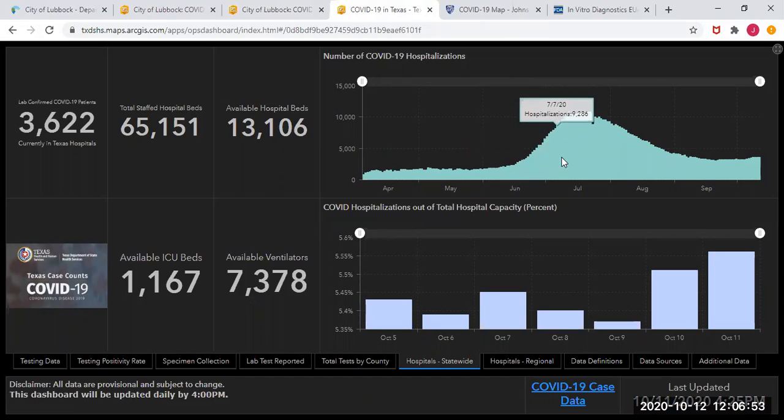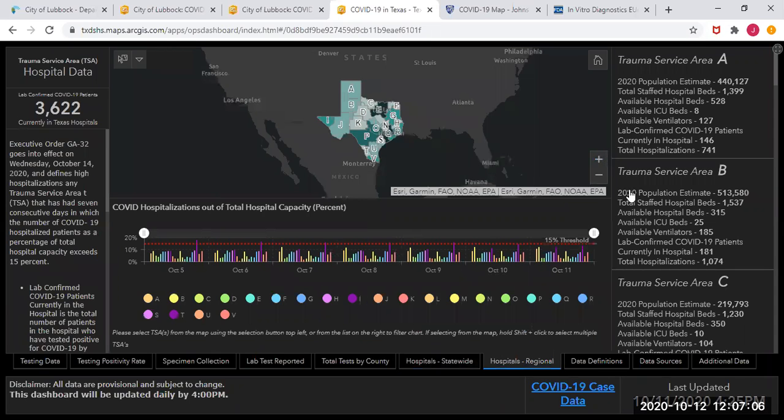And then it increased here in July, and then it's come back down. And it looks like it may be starting to go back up a little bit. We'll just have to see what's going on there. But I think that's really helpful. You can break it down by regional as well. So it'll show you here, we're in trauma service area B.